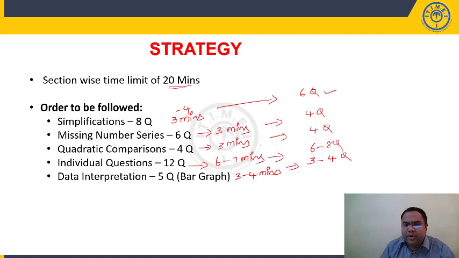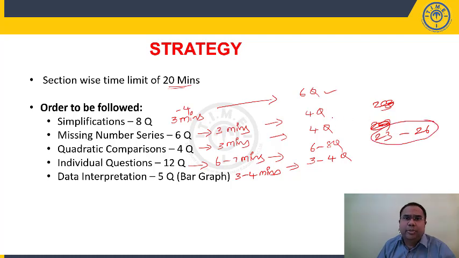So the target scores add up to 23 to 26, sorry, my mistake. 23 to 26 is considered to be a good score in this paper. Anything less than this, you need to see where you are seriously going wrong. You need to revise those topics.